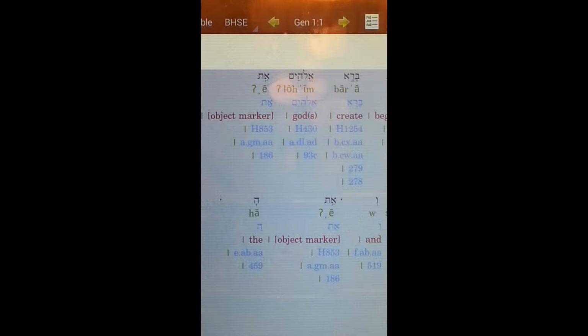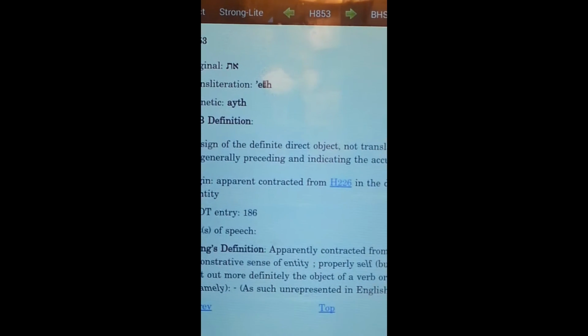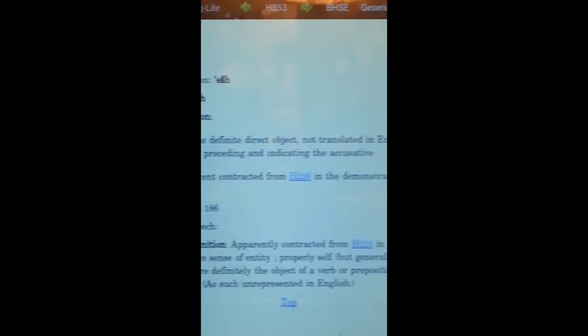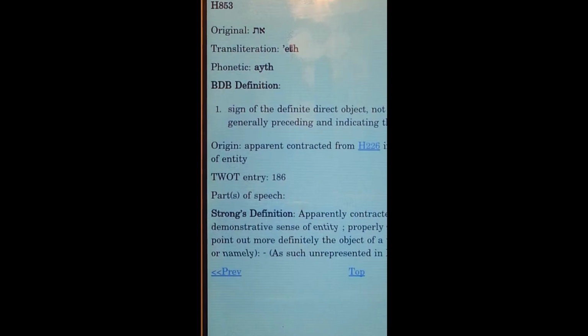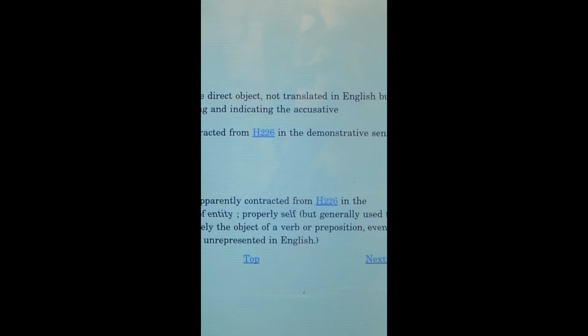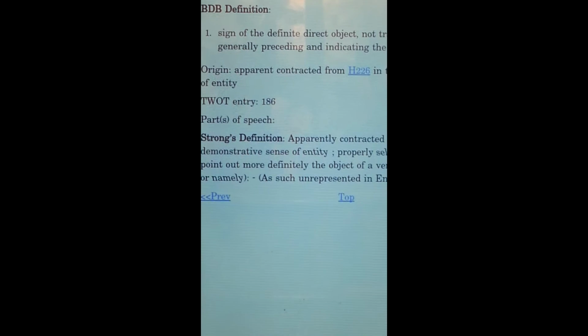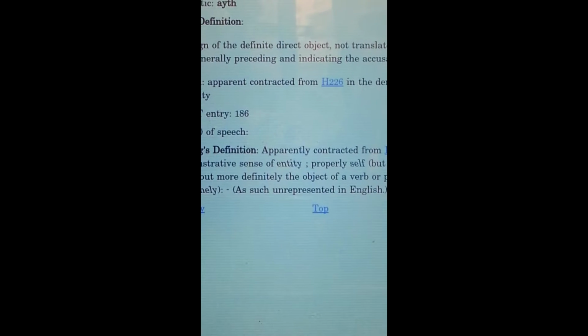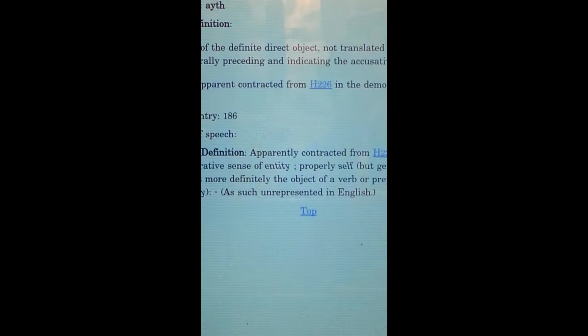Object marker. So let's click on that number. It. Sign of the definition, direct object. Not translated in English, but generally preceding and indicating the accusative. Apparently contracted from another word in the demonstrative sense of entity, properly self, but generally used to point out more definitely the object of a verb or preposition, or namely, such unrepresented in English. Well, that's because it's Hebrew. It's not meant to be English.